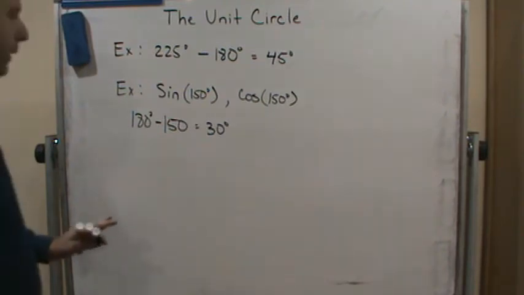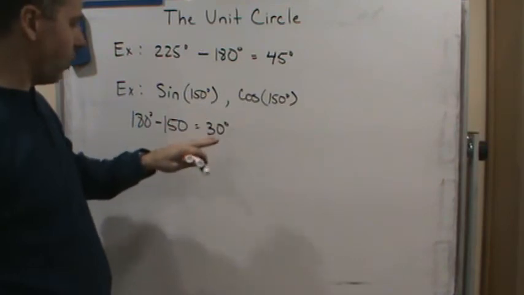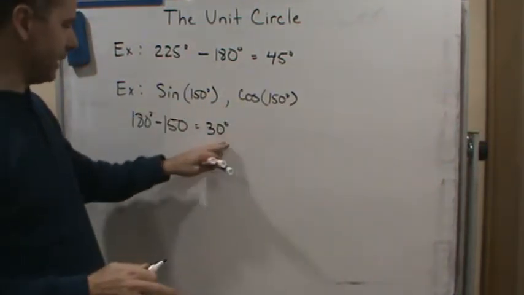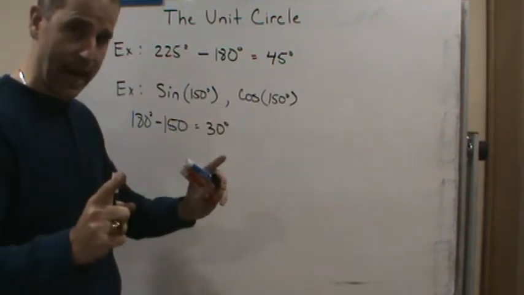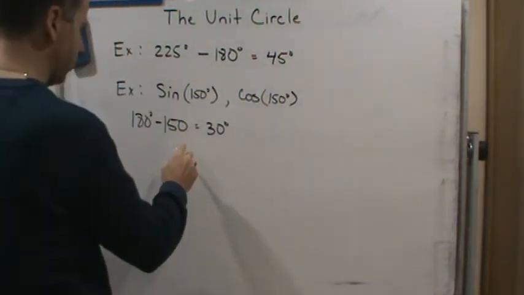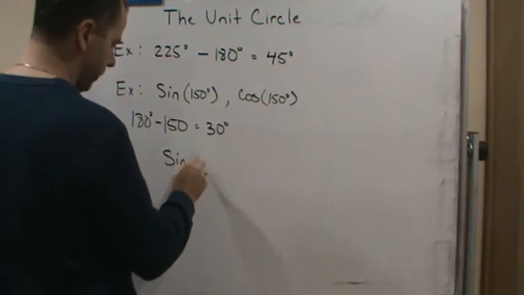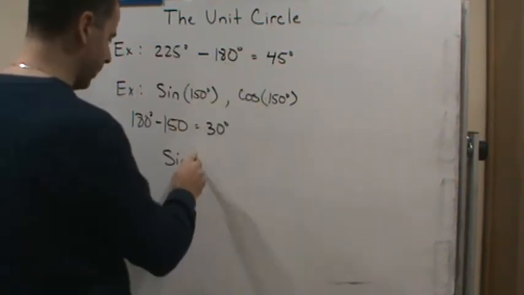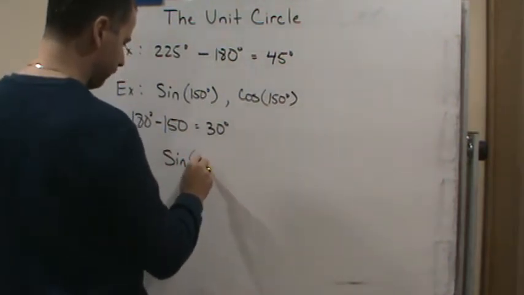Okay, so what does this tell me? It tells me that the sine and cosine of 150 are going to be the same as the sine and cosine of 30 degrees, except for the sign. The sign may change. So let's find sine and cosine of 30 degrees first, and then we'll deal with the sign of the value.